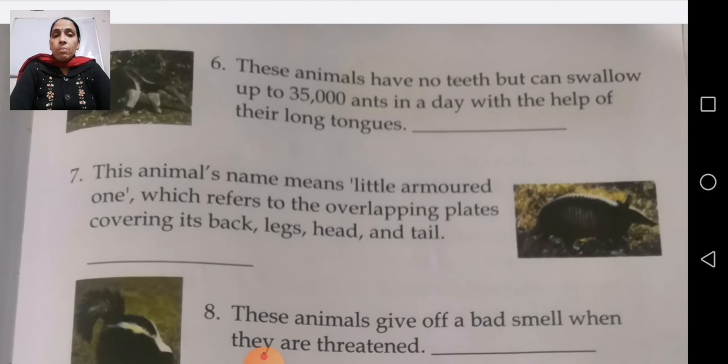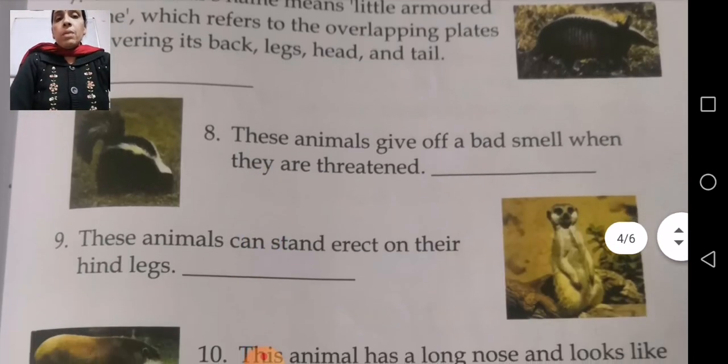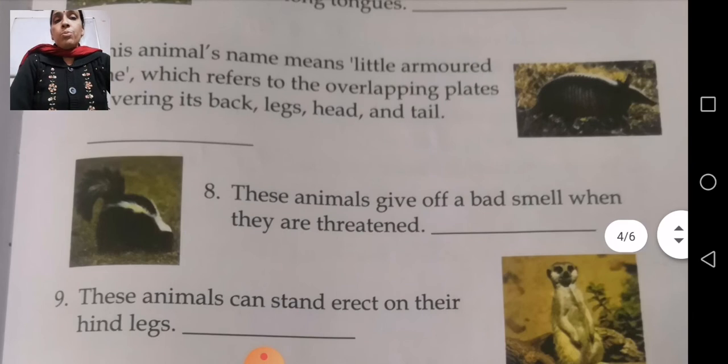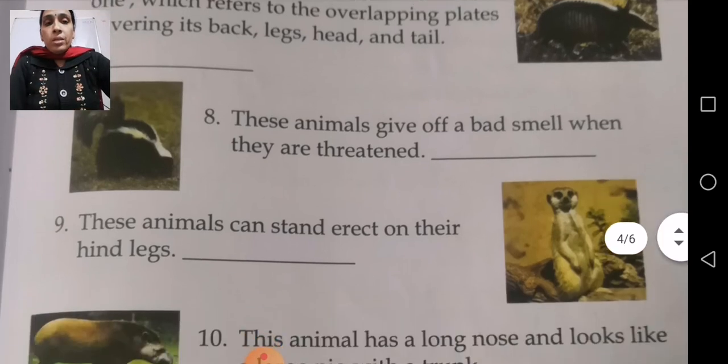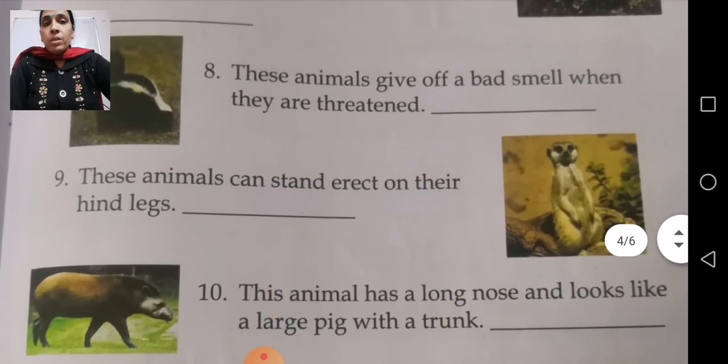Now we'll come to number 8. These animals give off a bad smell when they are threatened. Threatened means डर. Which animals are these which give a bad smell when they are threatened? So that we have removed.